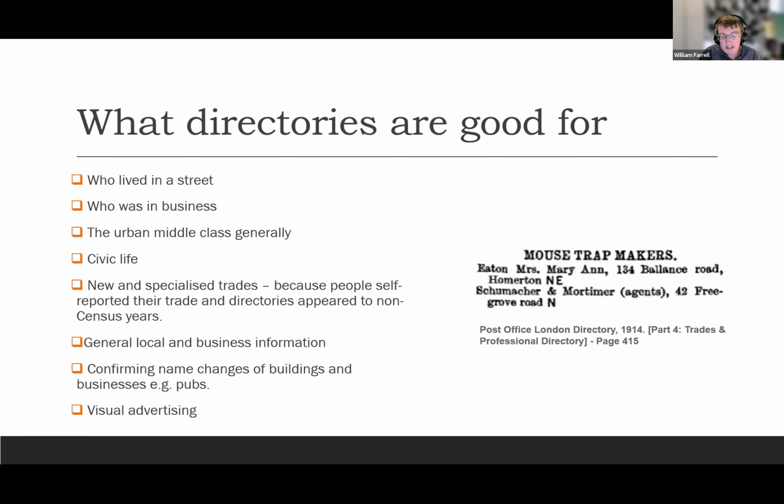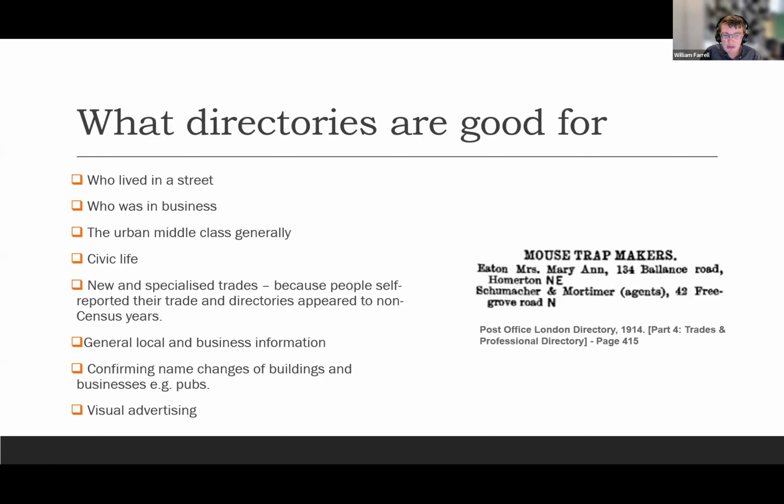Because they had other contextual information, they're actually quite good for general civic life in the 18th, and particularly the 19th century, and I have some slides about that later. They're quite good at reflecting new and specialized trades, and I have an example on the right of a very specialized trade which I happened to see as I was preparing for this yesterday and getting diverted by the listing. There were only 2 people listed as mousetrap makers in London in 1914, but there they are. If you needed someone to make you a mousetrap, those 2 people could supply you.